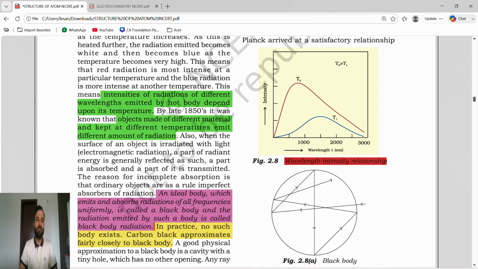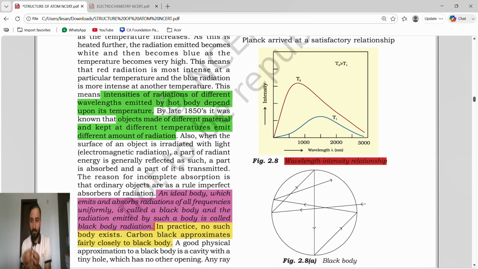Now next, guys, this we just have to read and understand. This green point: intensity of radiation of different wavelengths emitted by a hot object depends upon its temperature. We know, guys, suppose this is a hot body. What will the hot body release? The hot body will release radiation. Suppose two things will happen. If it is not very hot, the intensity of radiation is also not high.